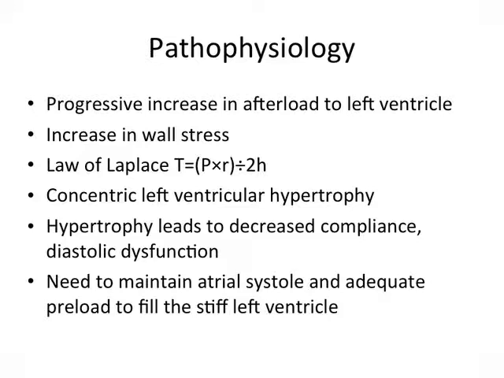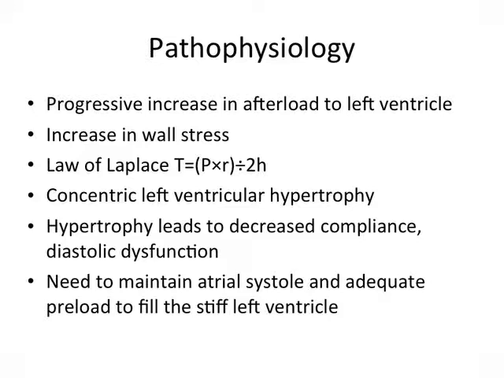The compensation that occurs is for the left ventricle to thicken in order to minimize this wall stress or tension. Thus, the consequential concentric left ventricular hypertrophy that develops helps to decrease the wall stress or tension on the left ventricle. Eventually, this compensatory mechanism will fail, and the symptoms of aortic stenosis will appear.